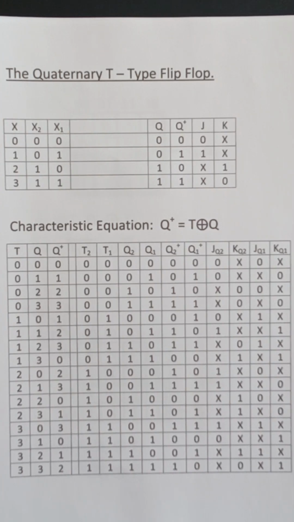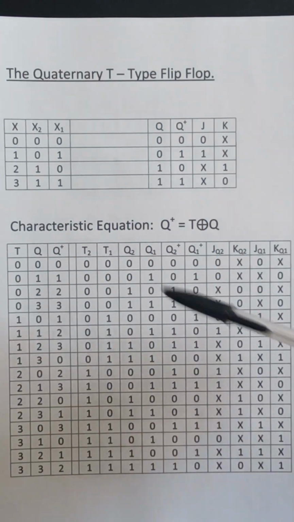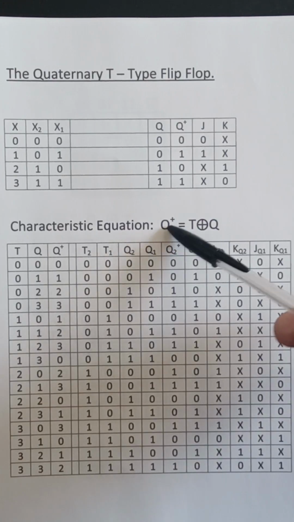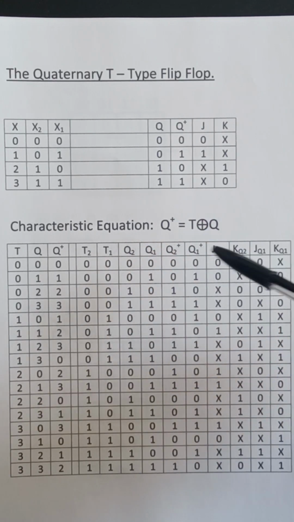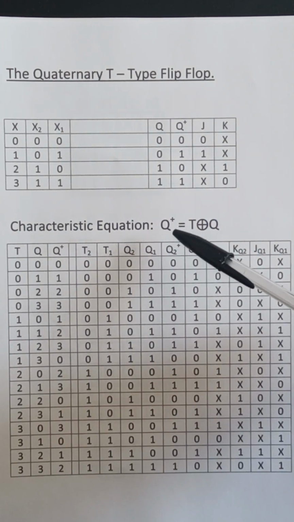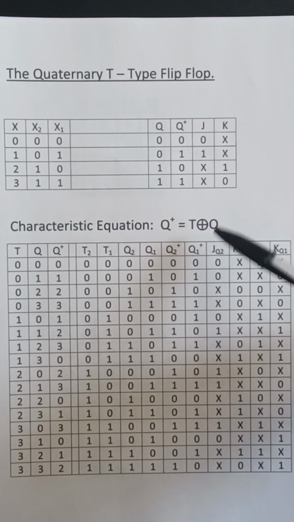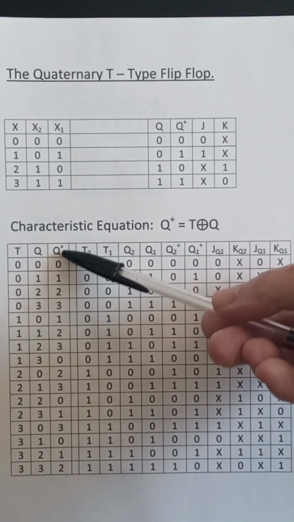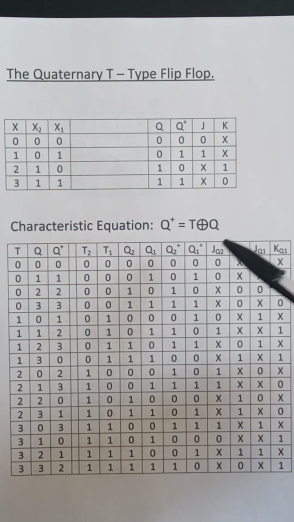So first we have the T-type flip-flop. We have the characteristic equation Q+ = T ⊕ Q modulo 4. So Q+ is the value of Q after the flip-flop has been clocked, and this is T here, this is Q here, this is Q+. The plus in the circle represents a modulo 4 sum function.